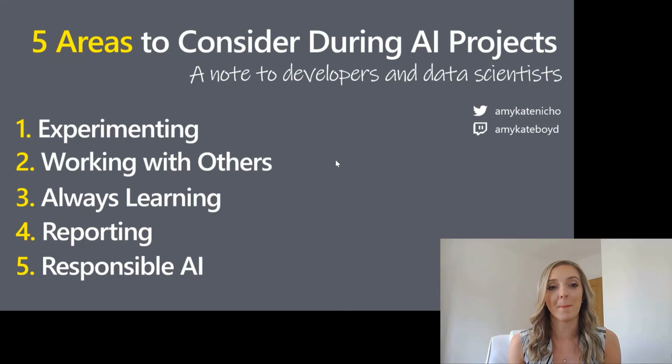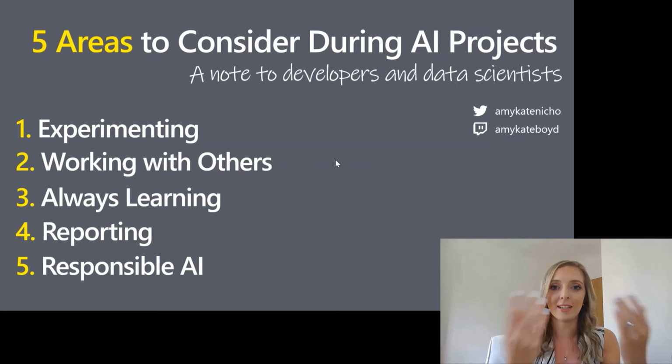So they were my five areas to consider during an AI project. It was a personal note from me to you as a developer or a data scientist. Number one, always experiment and try out new technologies, new approaches, new research, etc. Number two, working with others. When you might not be the expert, reach out to people and ask for their help. We don't want to all fall into the same pitfalls. Number three, always learning, leveraging these amazing technical communities. You're part of one right now, which is amazing, but also leveraging all the insights from other people as well as sharing your own.